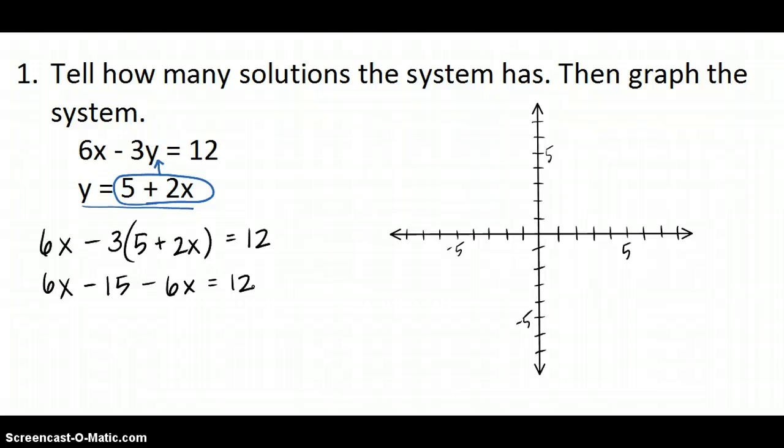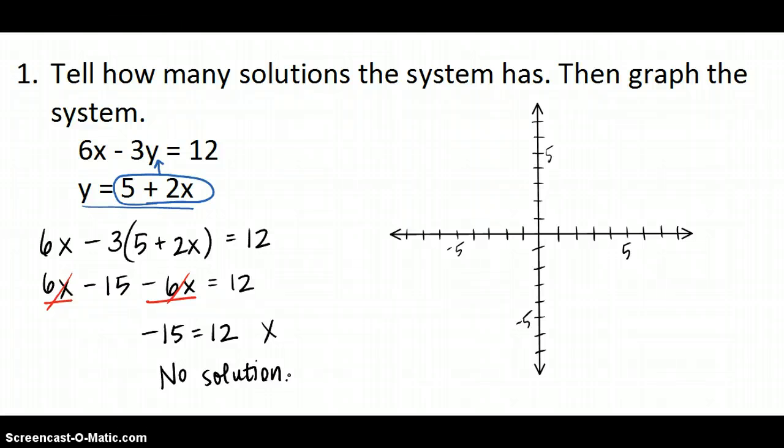Hopefully the next thing you're thinking is that we need to combine terms, right? We have a 6x minus 6x on the left-hand side. We know that those should just cancel. That's going to give us 0 x's. So we get negative 15 equals 12. Does negative 15 equal 12? Does that make sense? No. So we know that when we get an answer that doesn't make sense, we have no solution.